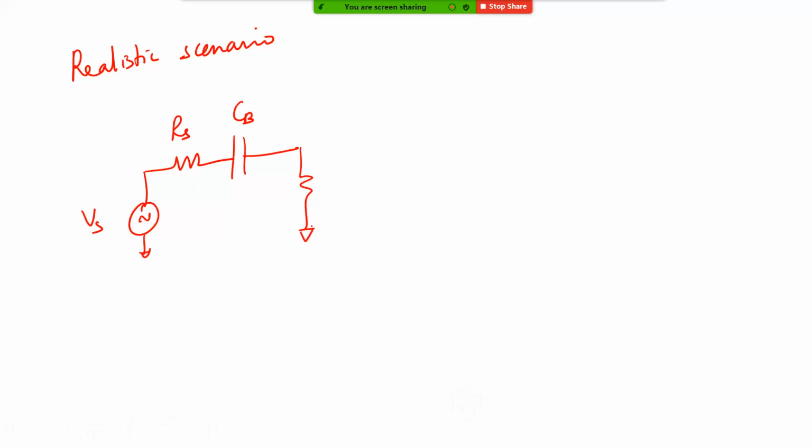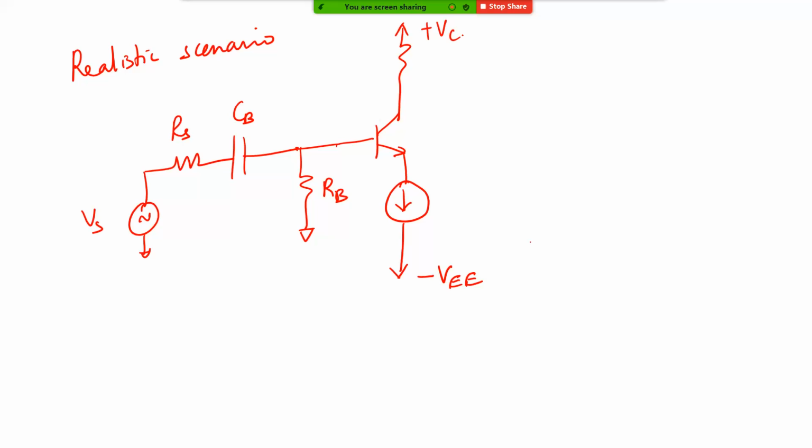So in this particular example, you are biasing it with 0 volts here, and this is some RB going to this transistor. You have a current source going to minus VEE, and you have plus VCC and RC. This is where you are taking your Vout. Somebody said you can put a current source and bias this transistor. If you use a current source, this is the way that you bias your transistor. This is one way to do it.